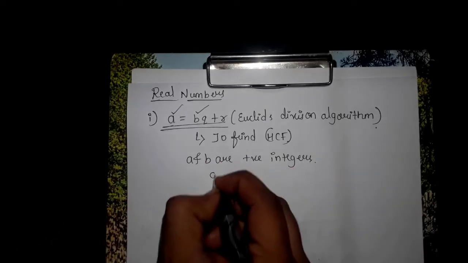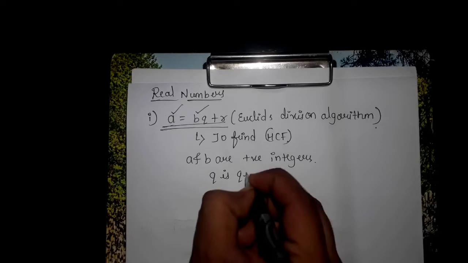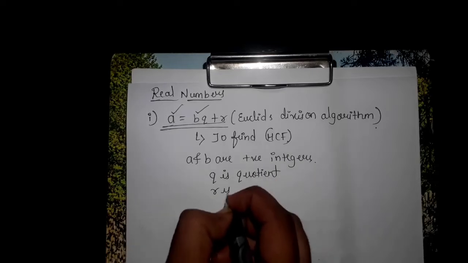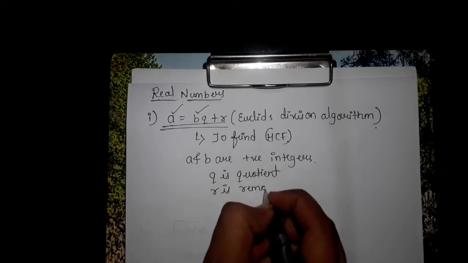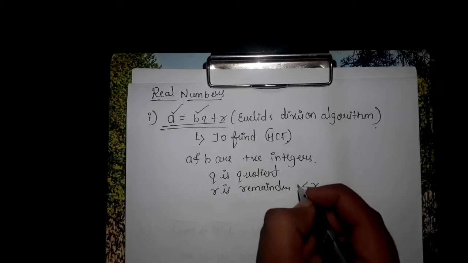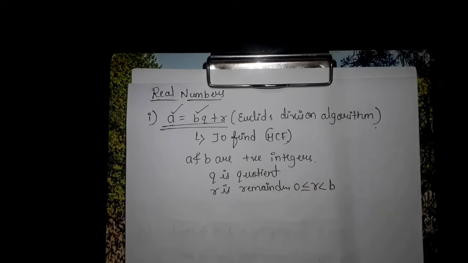Whereas Q is quotient and R is remainder, where R is greater than or equal to 0 and less than B. Once again, what is the formula? A is equal to BQ plus R.